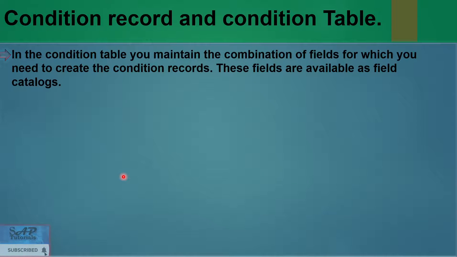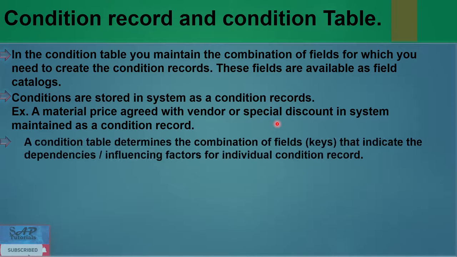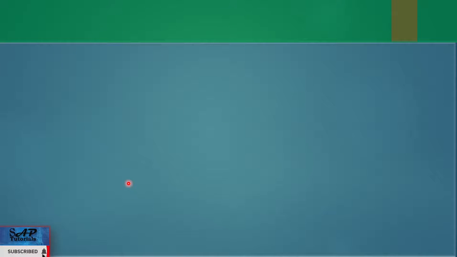Then we have condition record and condition table. We have already seen the condition record as well. In the condition table, we maintain condition records. A condition record is nothing but a certain combination in the condition table, and we have given some details for that material and plant combination. Here the example is a material price agreed with the vendor or a special discount, which I showed in the pricing procedure. The condition table determines the combination of fields, which in our example were material and plant, and how the system calculated from that.